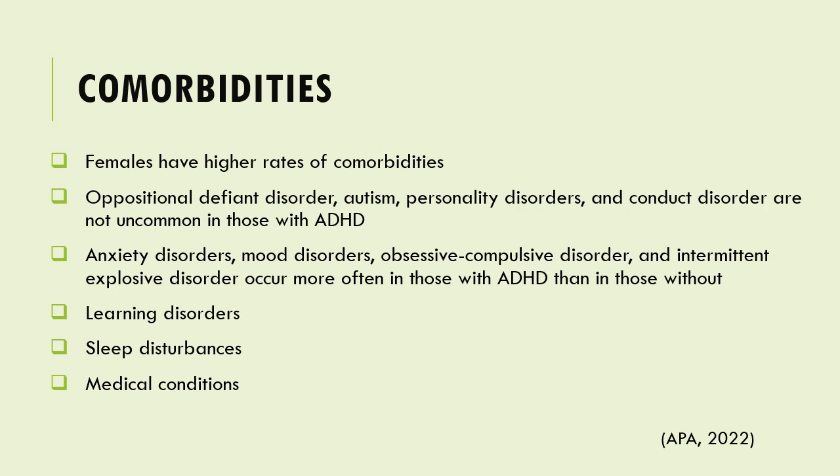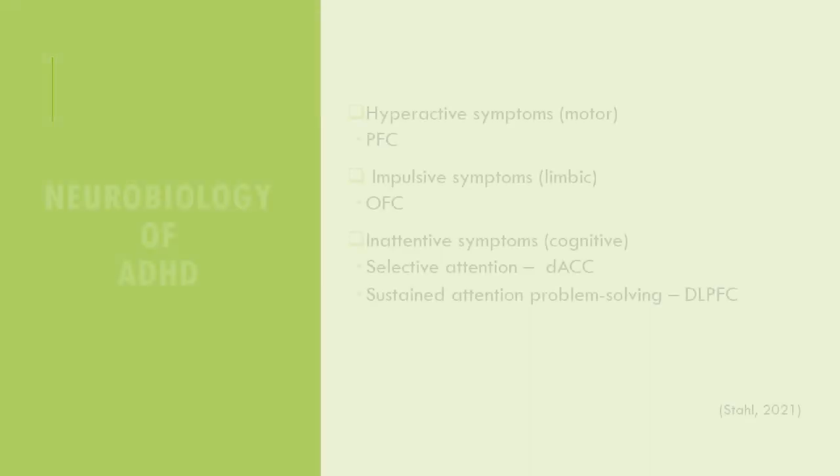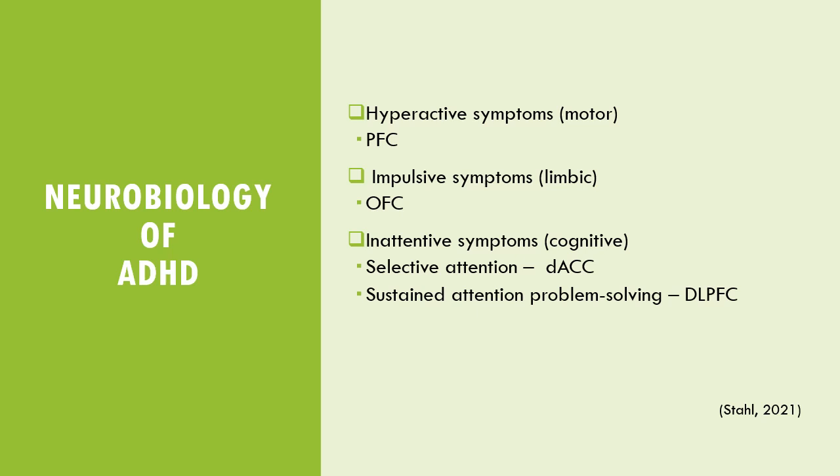Medical conditions that are more common in those with ADHD include allergies, autoimmune disorders, and epilepsy. It is thought that the dysregulation of norepinephrine and dopamine are the main neurotransmitters responsible for ADHD symptoms. The hyperactivity or motor symptoms originate from a low concentration of dopamine and norepinephrine in the prefrontal cortex. The impulsivity would also originate from a low concentration of dopamine and norepinephrine in the orbitofrontal cortex.